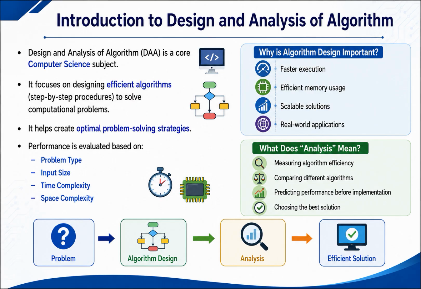Understanding the workflow. Now look at the diagram at the bottom of the slide. It shows the complete journey. We begin with a problem. Next, we design an algorithm to solve it. Then, we analyze the algorithm by measuring its efficiency. Finally, we select the most efficient solution. So the overall process is problem to algorithm, design to analysis to efficient solution.